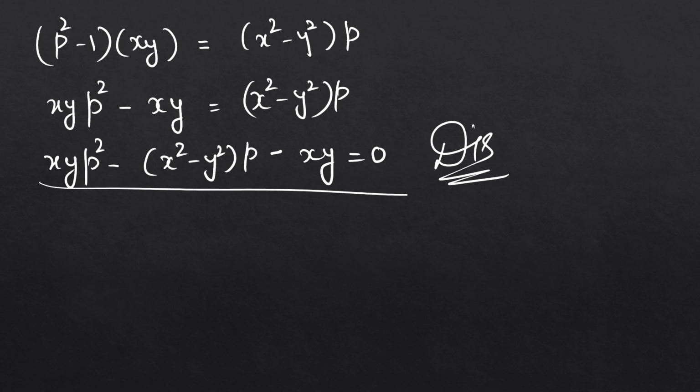So what we will say in the discriminant method? In the discriminant method, we will take here p minus b.